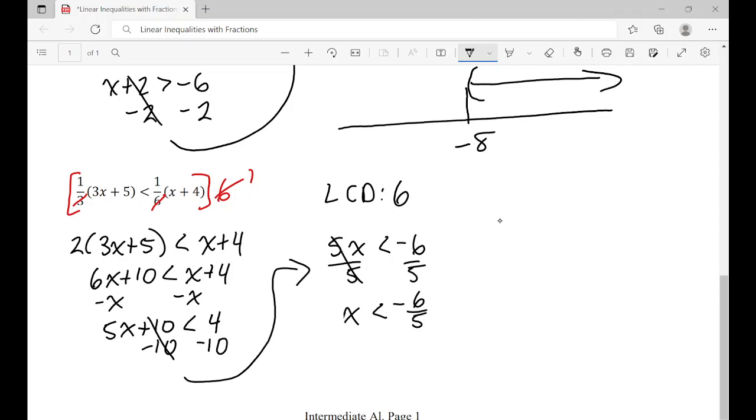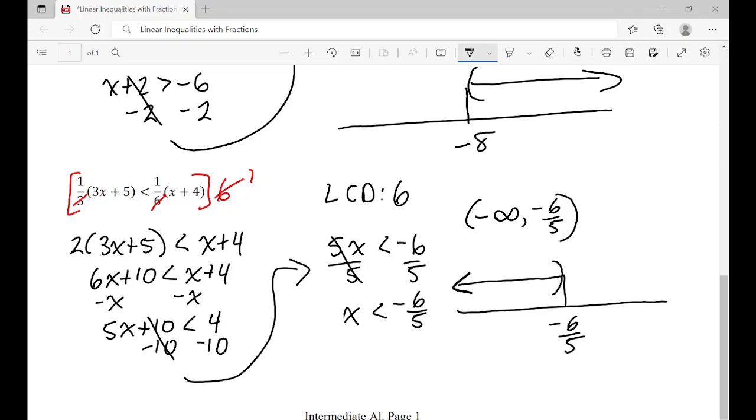So now I'm going to write my interval notation, and since it's less than, that means it goes to negative infinity forever, and then it goes up to negative 6/5, and since it doesn't have an equal to sign, parentheses. And now I will draw my graph with negative 6/5 in the middle, and since the parentheses go into the left forever, I'm going to use a parentheses with an arrow pointing to the left forever. So again, inequality notation, interval notation, graphical notation.